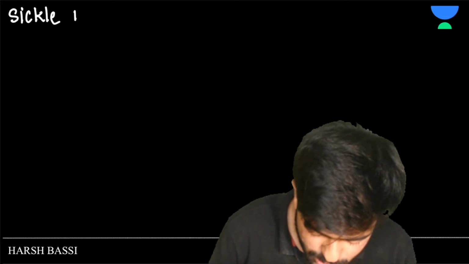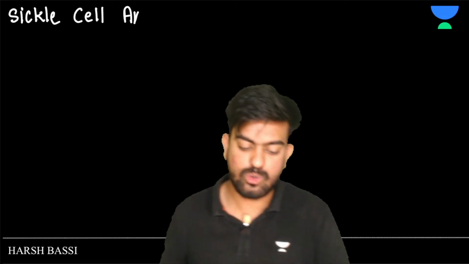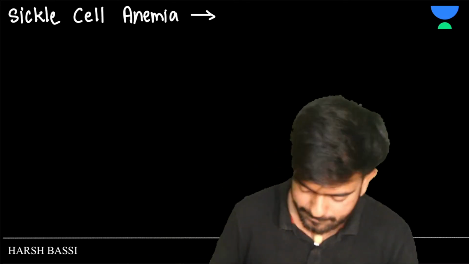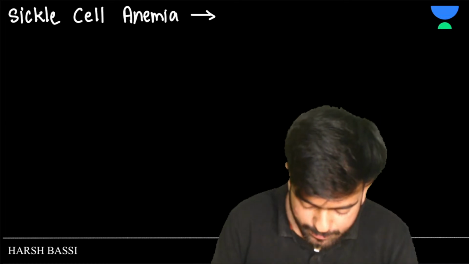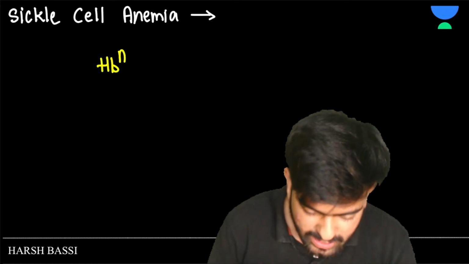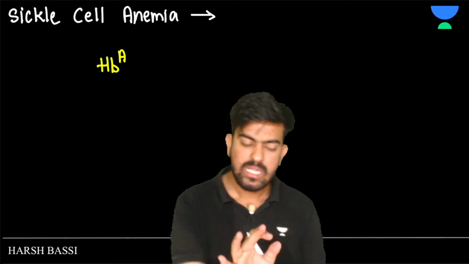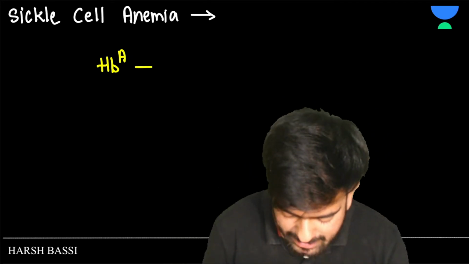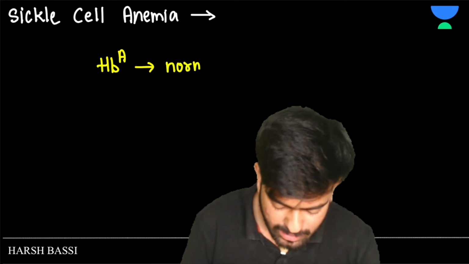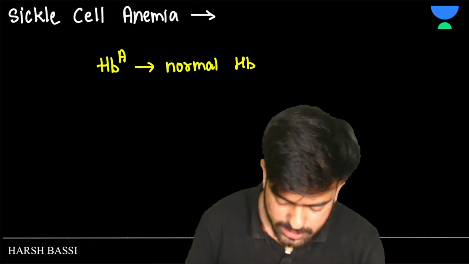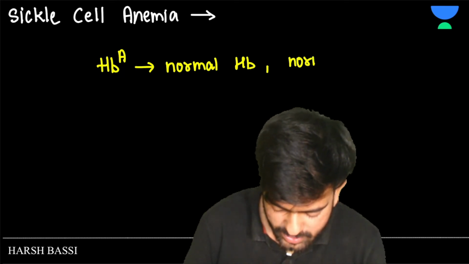Now, sickle cell anemia is also an example of this codominance. How, sir? First of all, I am going to give you some detail. Let's suppose HbA. If a person is having this allele, that means it is normal. Normal hemoglobin and normal RBC. No issues with this person.